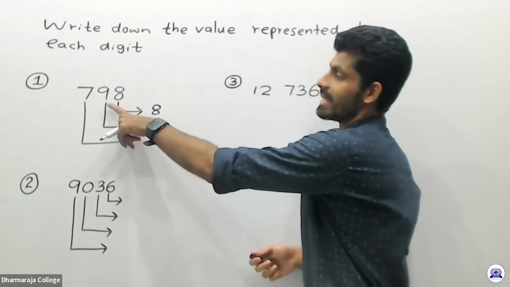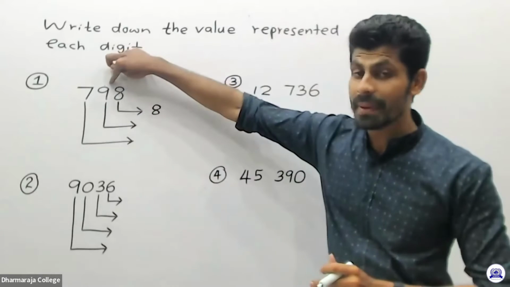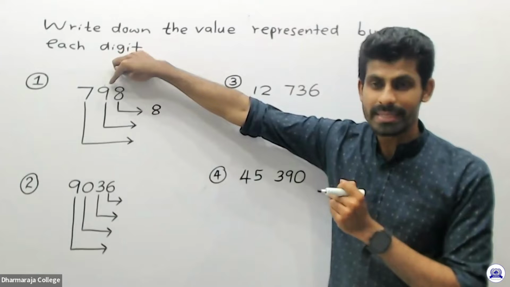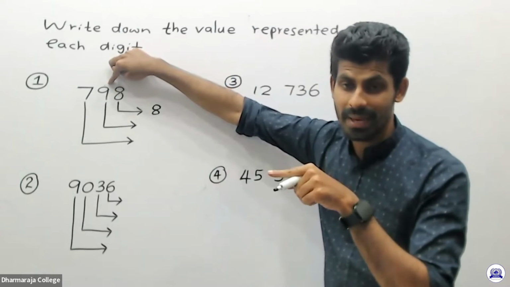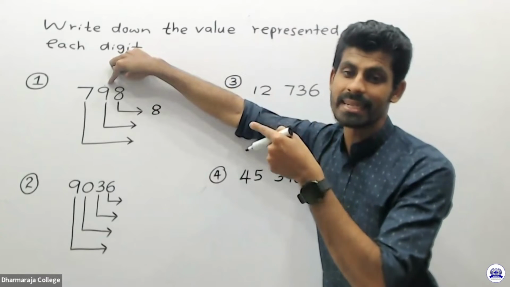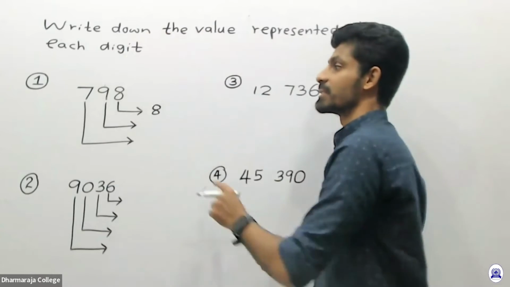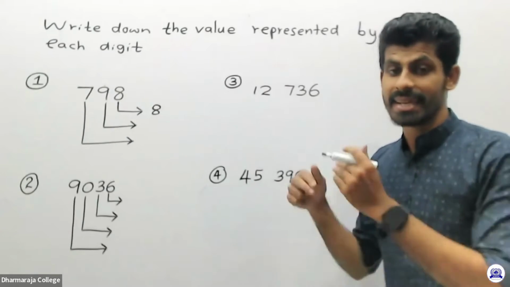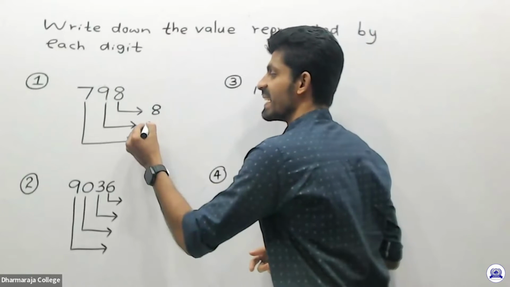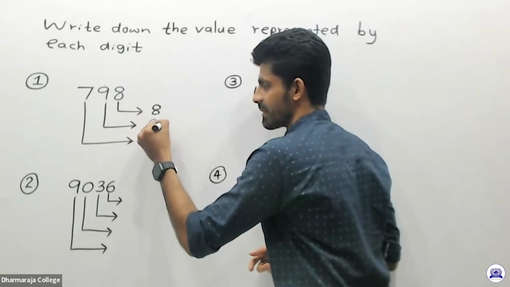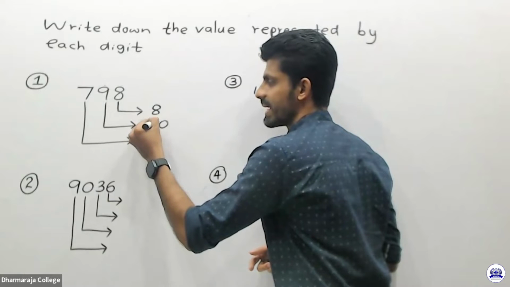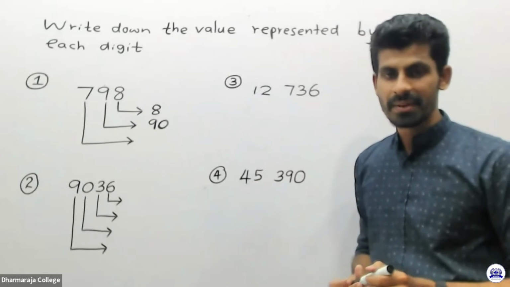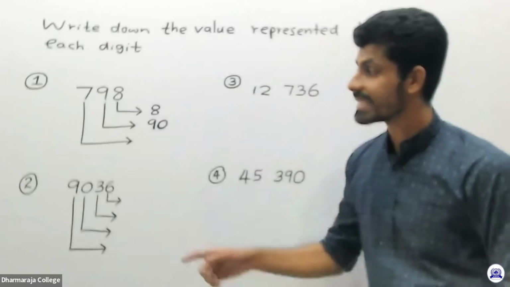What is the place here? Just quickly tell me. Tens place. Tens place means what is the value represented by 9? 10 times 9, 90.